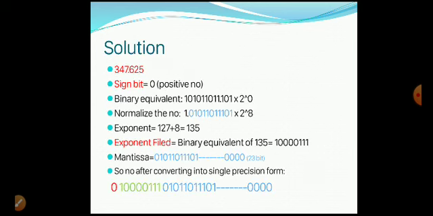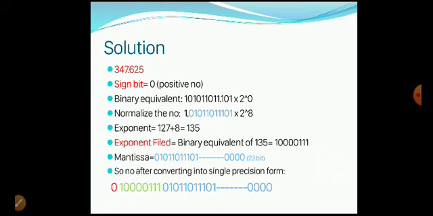Now this is the solution for the first problem, 347.625. Obviously this is a positive number, so sign bit 0. First of all, convert it into the binary equivalent. Normalize the number in such a way that only one binary bit is left to the left side. How many bits did we shift here? 8 bits shifted. So for the exponent calculation for 32-bit, the bias is 127 plus the number of bits shifted, that is 8, so it becomes 135.